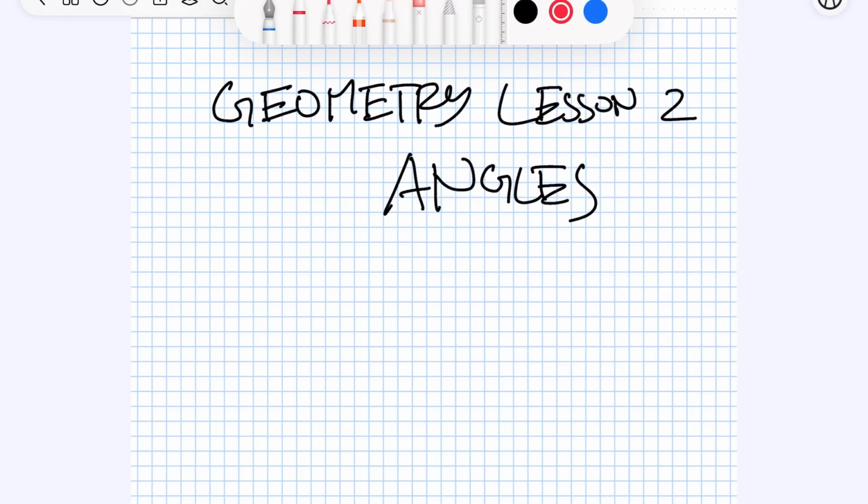Hello! In the last video, we talked about points, lines, and planes, the basic building blocks of geometry. Now today, we're going to talk about using those building blocks to create one of the most important ideas in all of geometry, the angle. An angle is formed when two rays share a common endpoint, like so.